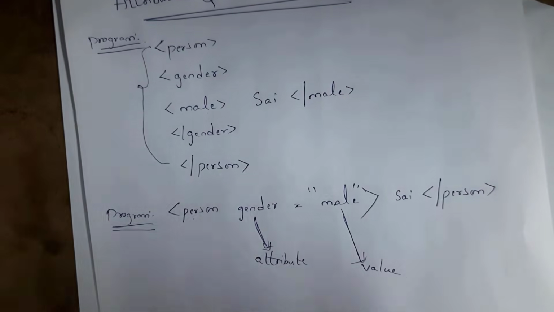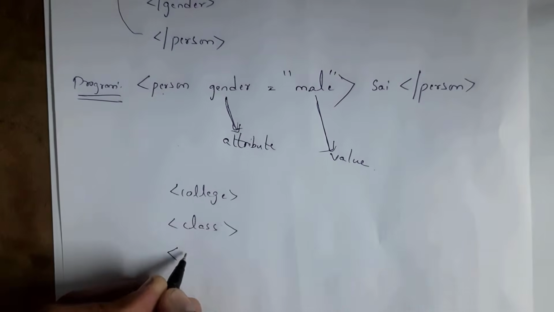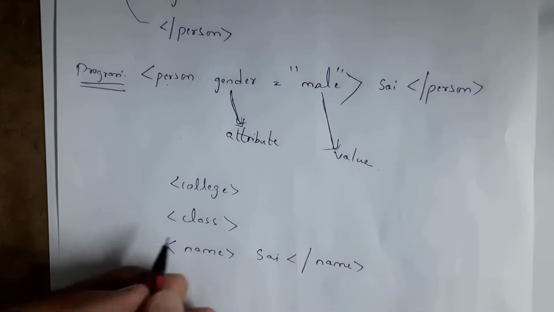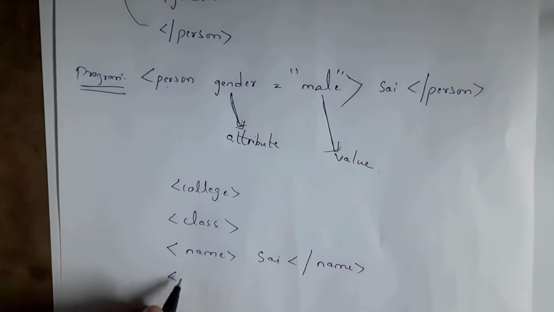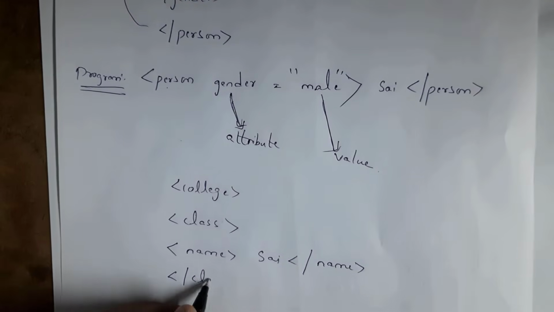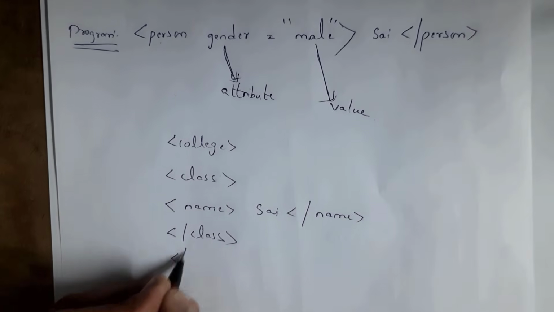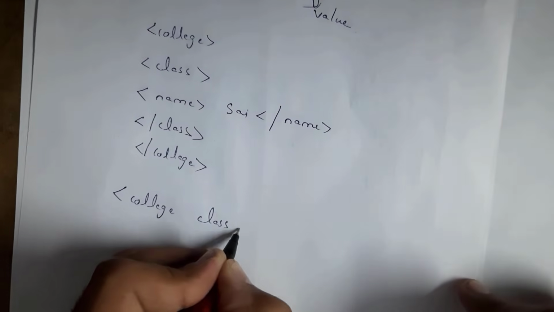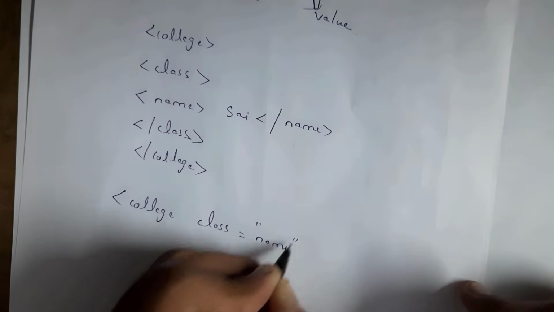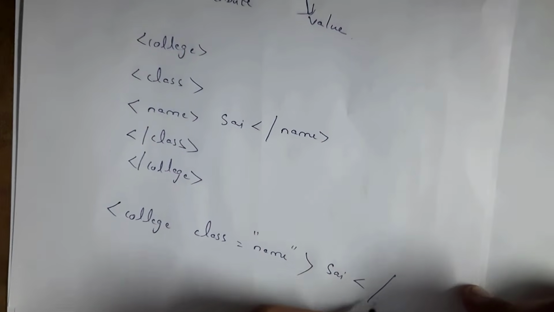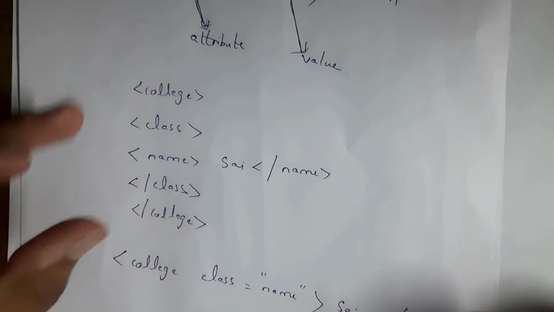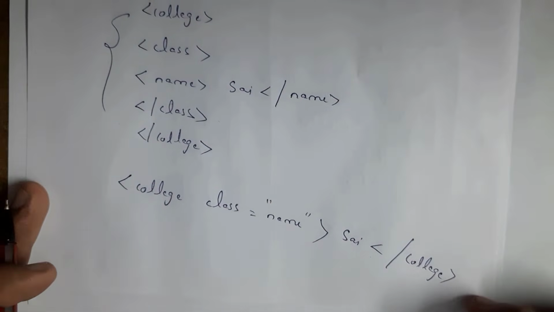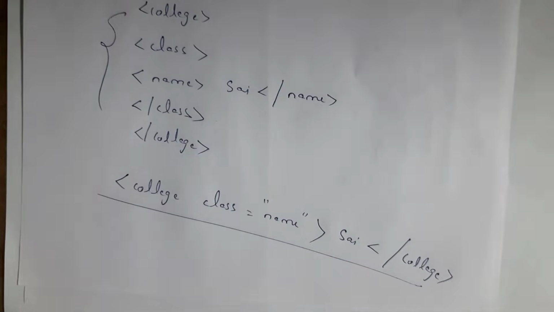I will give one more example. College, class, name, Sai. Similarly, we need to close this. I open the name tag and I close this name tag. Similarly, I open the class tag and we need to close this class and we need to close college. Instead of writing like this, you can also write college class equal to name, in double quotations, Sai, and college. Both are the same programs, but the difference is this program occupied multiple lines, whereas this program occupied a single line.